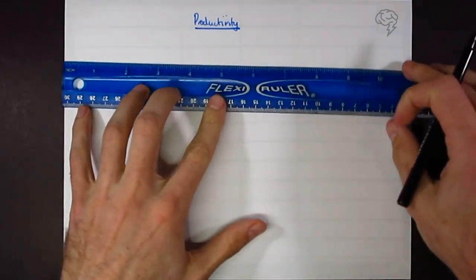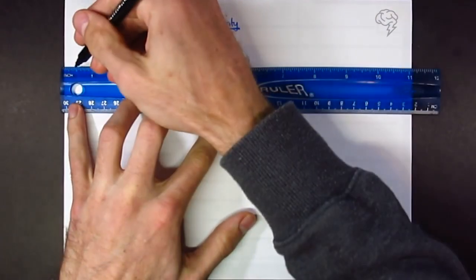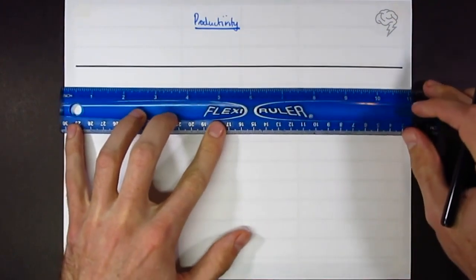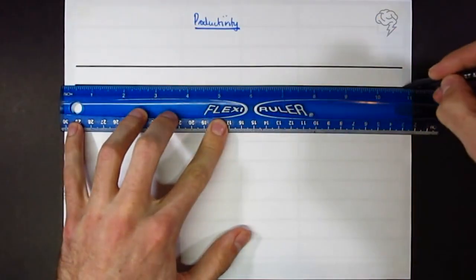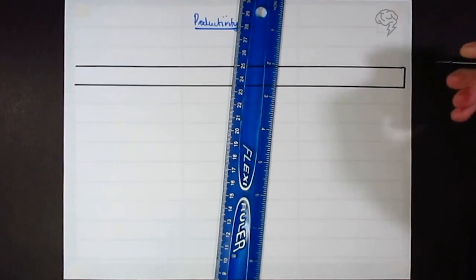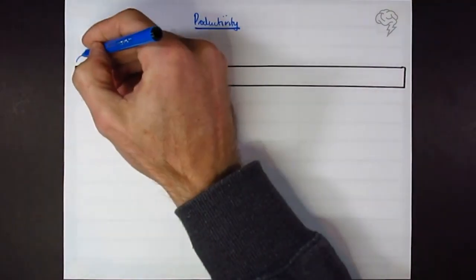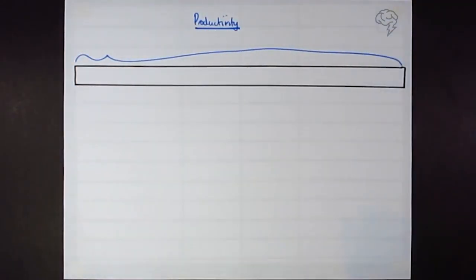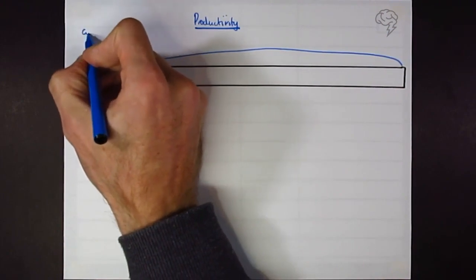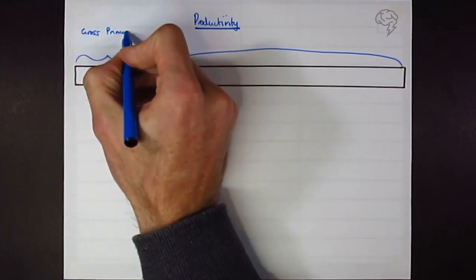So let's get all fancy and use a ruler. Okay, so start off with nice and wide and do a full line, why not? Okay, so this is the total amount of energy that's made by the producer, and we call that the gross primary production if you do AQA, which is a bit weird, or productivity if you're everybody else. So this is GPP, gross primary production or productivity.